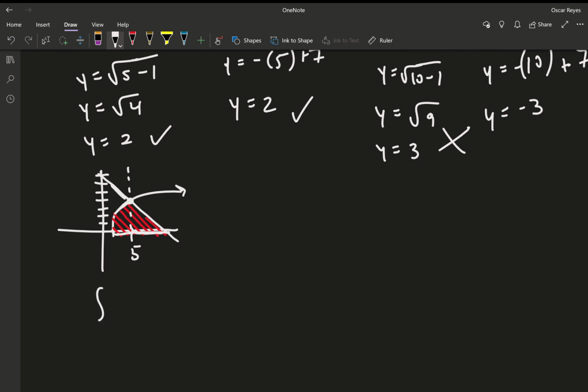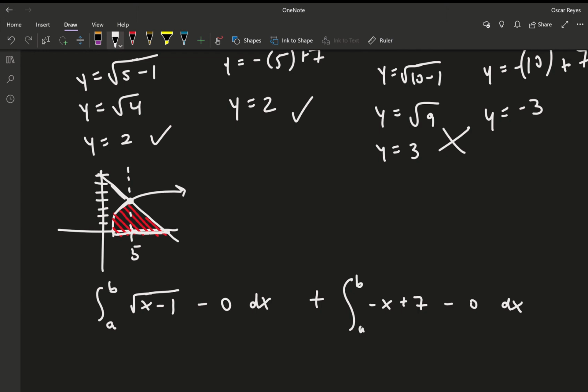So our first integral is going to be from a to b of our top function on the left side, which is the square root of x minus 1, minus our x-axis, which is y equals 0, minus 0 dx, plus our second integral, which is going to be the right side of that dotted line. What we have on that side is just a line with the x-axis. So our top function for that one is negative x plus 7 minus 0, with respect to x from a to b.